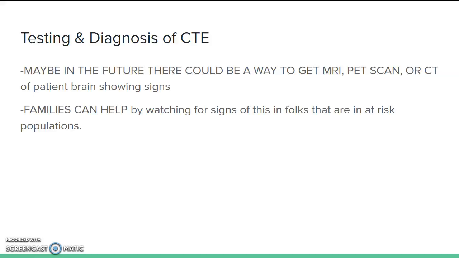At the moment, there's not a way to get imaging of the brain to see what CTE is doing in the brain. This is something that potentially later on, maybe you could get an MRI or a CT scan of the brain and be able to see what is going on in relation to CTE. But at the moment, that is not able to happen, and it's just a sad fact that you can't diagnose this on a living patient fully. Families typically are seeing these things progress worse and worse in people that have CTE, so it is something that they can help with watching out for in these populations that are affected.